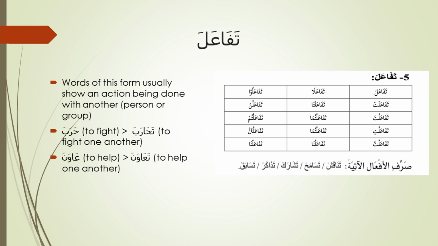So let's move on to the next scale. We have tafa'ala. Generally, the words on this scale show an action being done with another person or group. For example, haraba is to fight. Taharaba is to fight one another. And then I'll say awana, to help. Ta'awana, to help one another. So you see that the action is being done as a group.